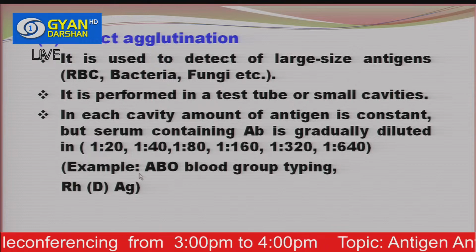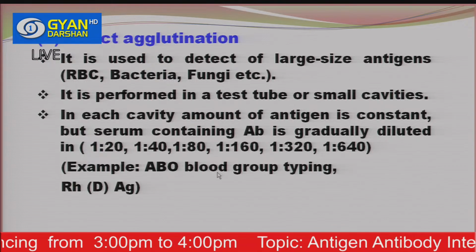gradually. An example is ABO blood group typing. Another is the RH antigens. So we can measure it with the help of the agglutination test, like the direct agglutination test. We can measure the different types of blood groups available in humans, and we can also measure the RH antigen with the help of direct agglutination.